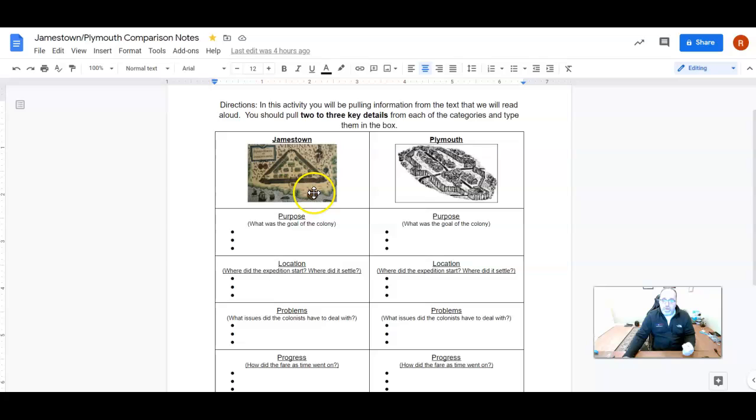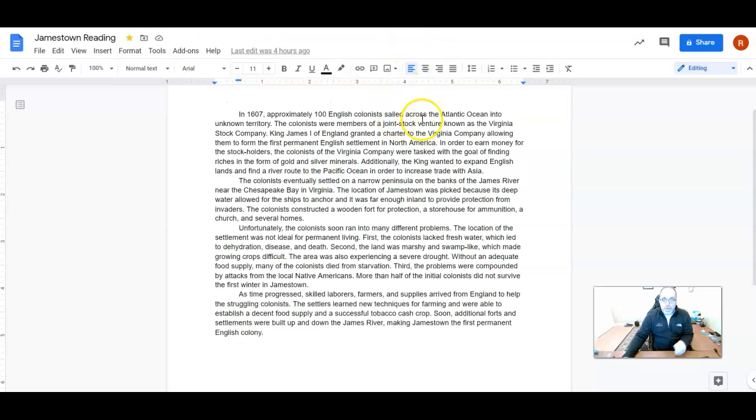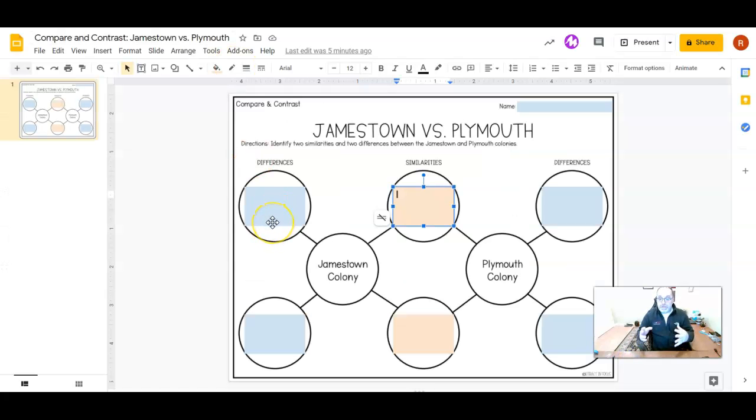I'm going to show you the first couple on each category, okay, because you see we have Jamestown, we have Plymouth. The corresponding readings are posted in your Google Classroom. And then we have our compare and contrast, where we're going to put some similarities and some differences of these two colonies, which were very much a key when it comes to the colonization of North America, the United States, in the original 13.